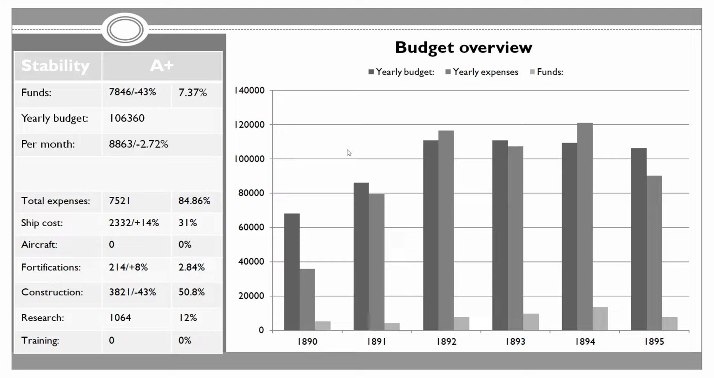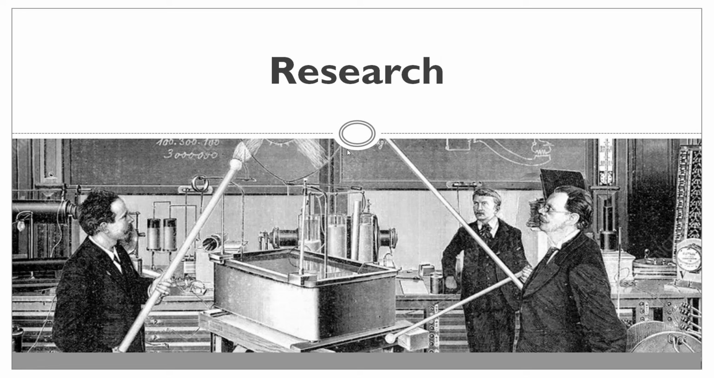The ship cost has increased by 14% this year, so we are currently sitting at 31% of our budget being spent on maintenance. Fortifications increased by 8% as well, to nearly 3% of our budget. Construction dropped by 43% year on year, but that's because we finished a lot of ships and we're going to increase that with the new project that we're making. And research is sitting on 12% as well.